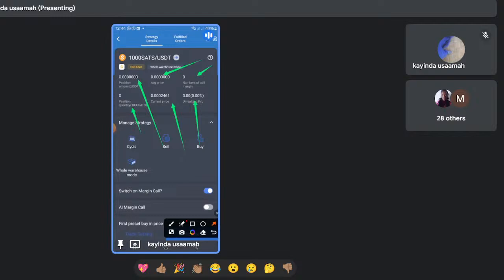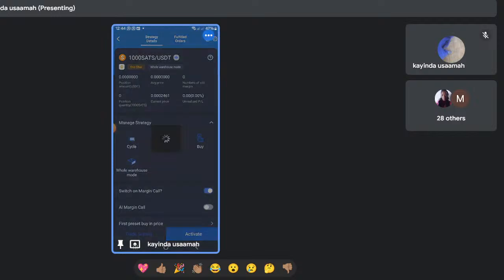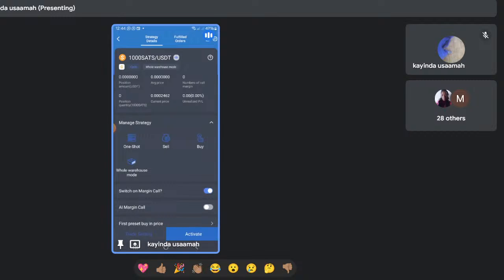So, then we have cycle and one shot. This is the button. When you tap cycle, up there it shows cycle. When you tap one shot, up there it shows one shot. So what is cycle? What is one shot? Cycle technically means it is auto trading. After the robot sells this coin, it will buy it again. That is cycle for you. Then one shot, after selling this coin, the robot will not buy it again.